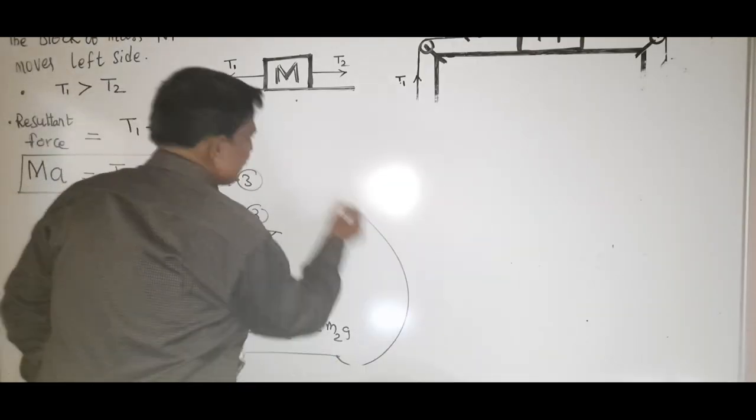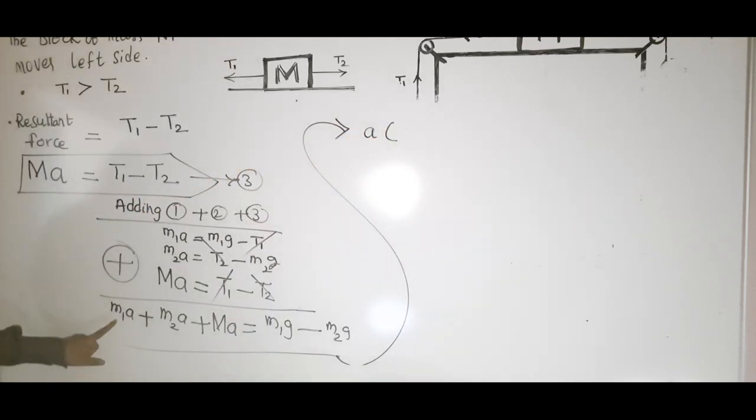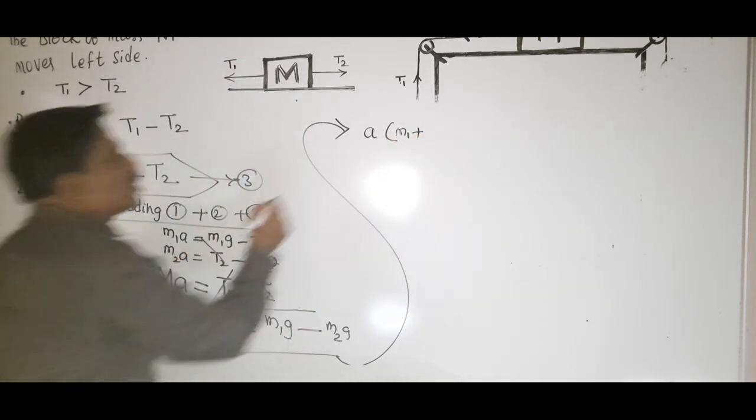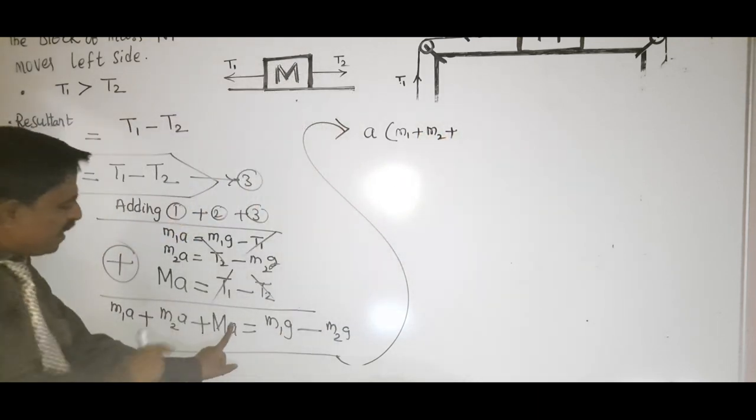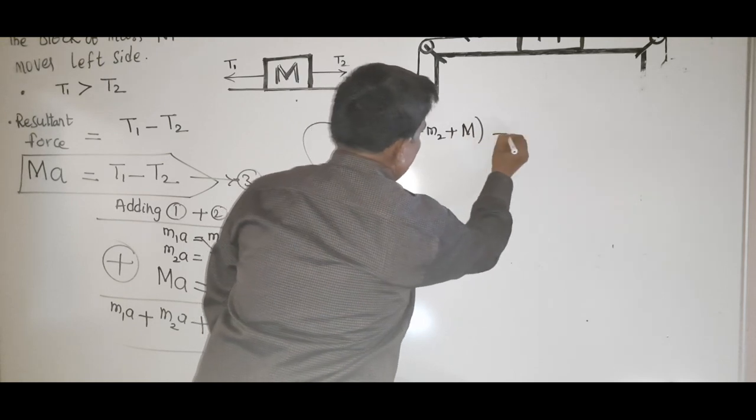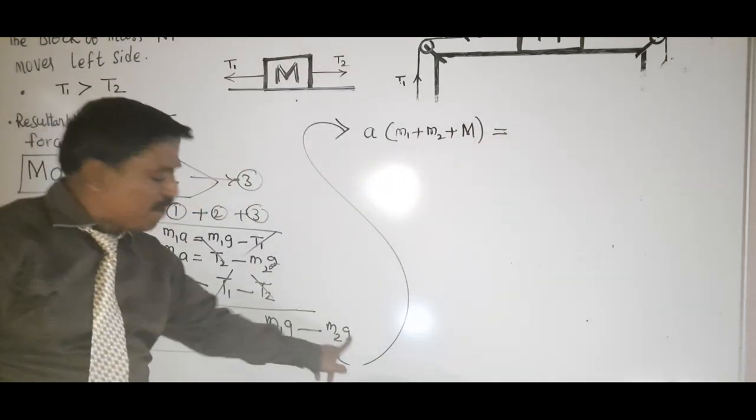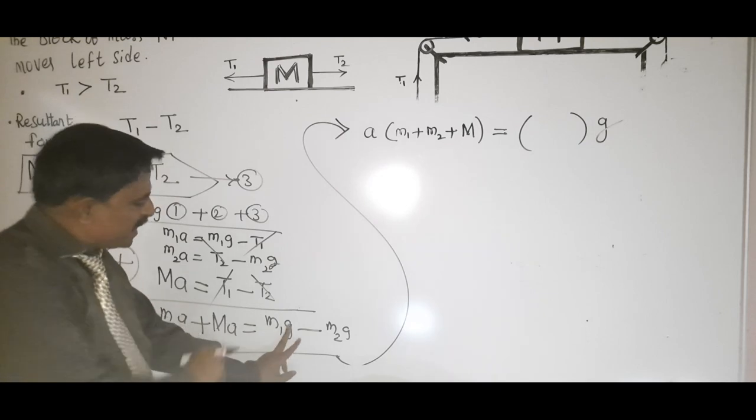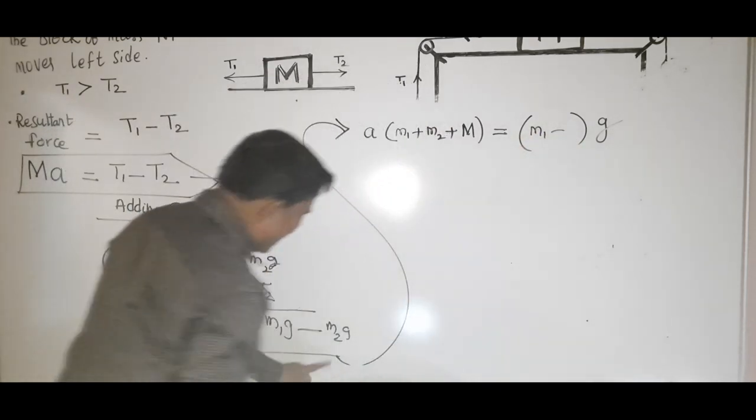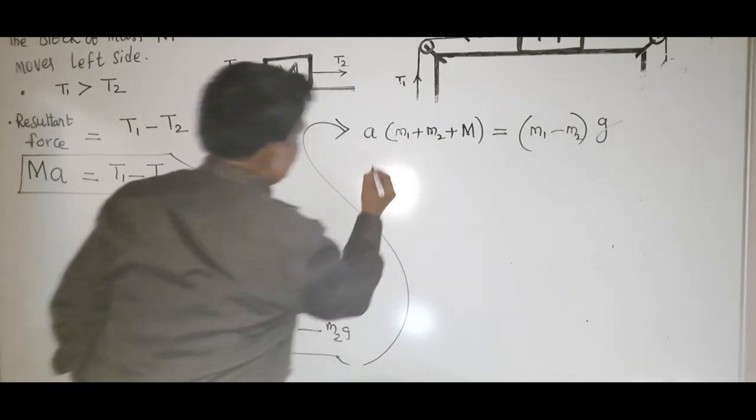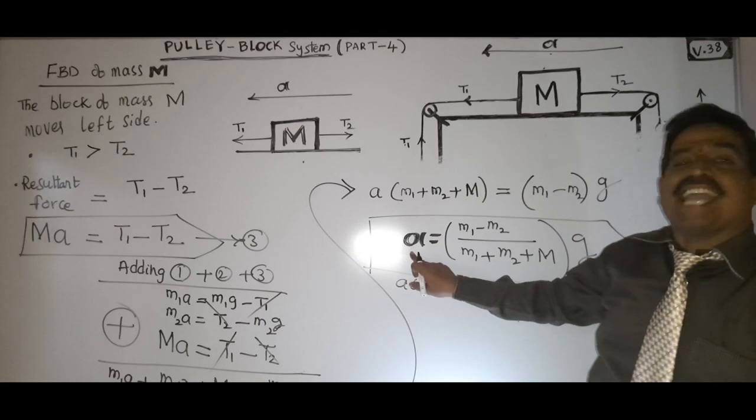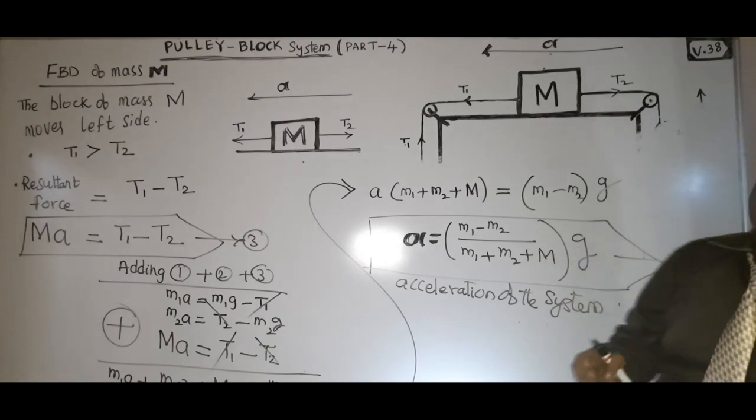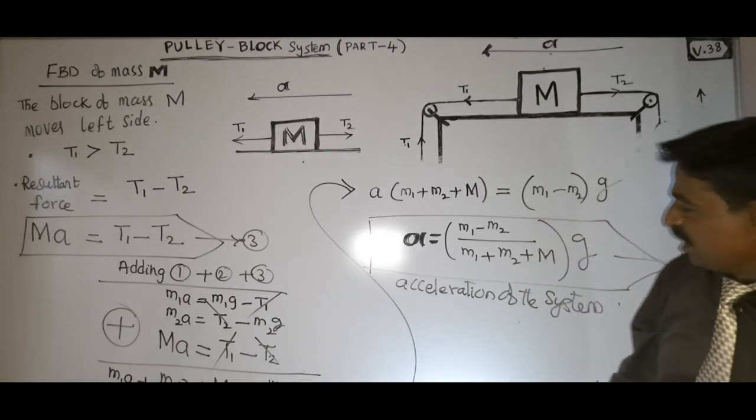A common means? A common, remaining is M1, plus a common, remaining is M2, plus a common, remaining is capital M. That is equal to g common, remaining M1 minus M2. Acceleration of the system, small a is equal to M1 minus M2 divided by M1 plus M2 plus capital M, into g. Small g represents the acceleration due to gravity.